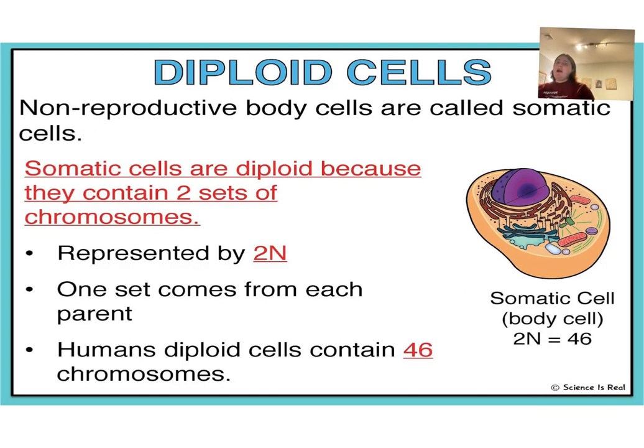Diploid cells are what we have to concentrate on first. They're non-reproductive body cells that are called somatic cells. We have gone over somatic cells before. Somatic cells are diploid because they contain 2 sets of chromosomes. This is represented by 2n, which would be 2 multiplied by the number of chromosomes. 1 set comes from each parent, and human diploid cells contain 46 chromosomes.